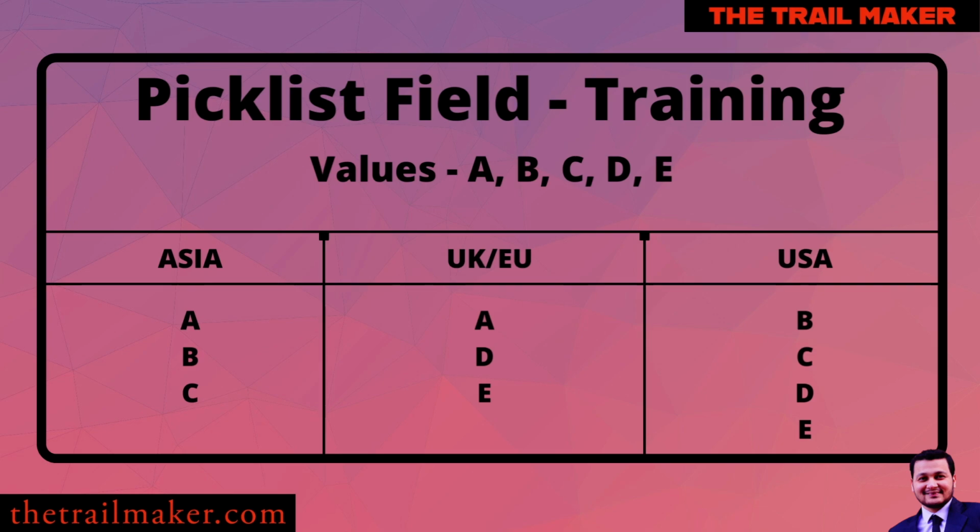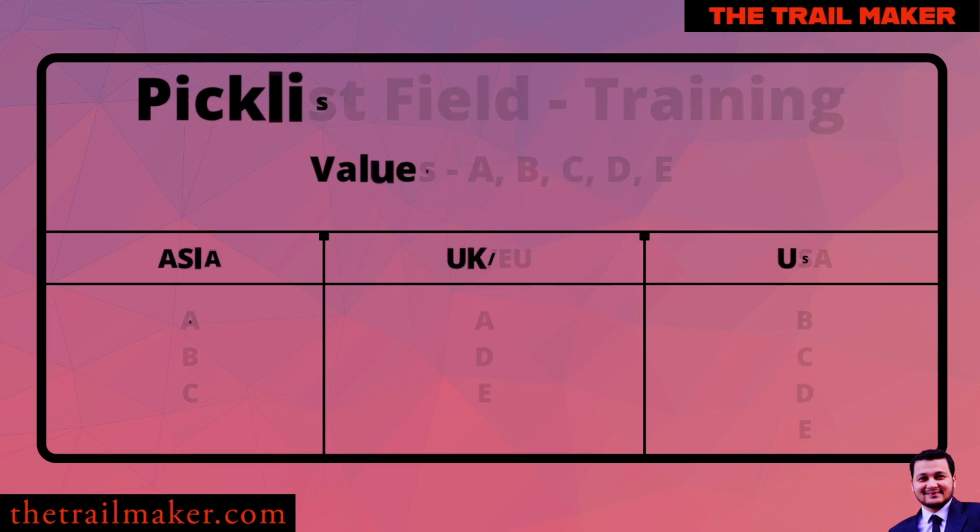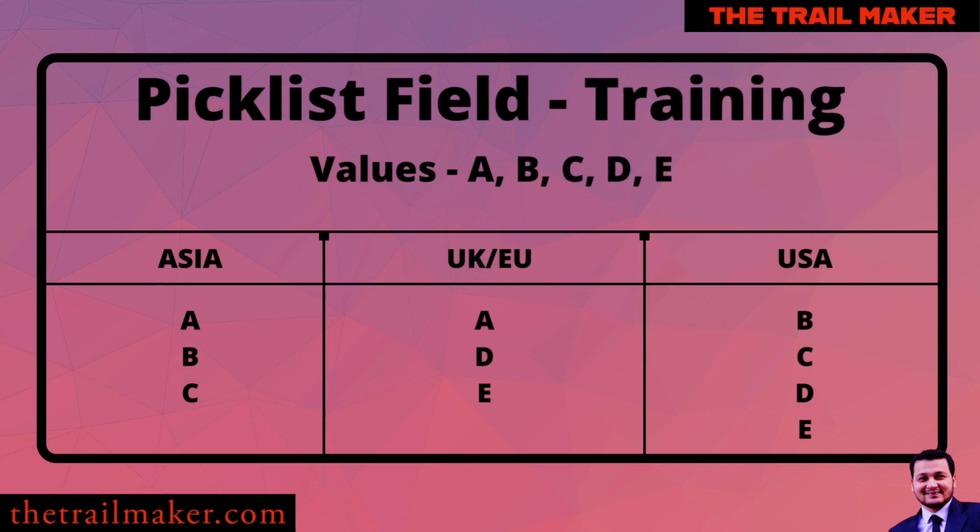It's not necessary that these values are unique in each of these regions; they can be the same as well. So let's take an example of 5 values, let's say A, B, C, D and E. Then we only want to show A, B and C to the Asian zone. That can happen. And to the European zone we want to show A, D and E. So that is also possible. And for the US zone we want to show B, C, D, E. So that is also possible, right?